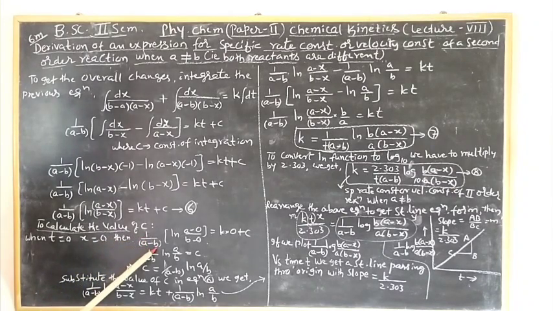Then 1 by a minus b into ln (a minus 0) by (b minus 0) is equal to k into time t, which is also 0, plus c. So 1 by a minus b into ln a by b is equal to c, or c is equal to 1 by a minus b into ln a by b. Substitute the value of c in equation 6, we get 1 by a minus b into ln (a minus x) by (b minus x) is equal to kt plus c, replace it by 1 by a minus b into ln a by b.